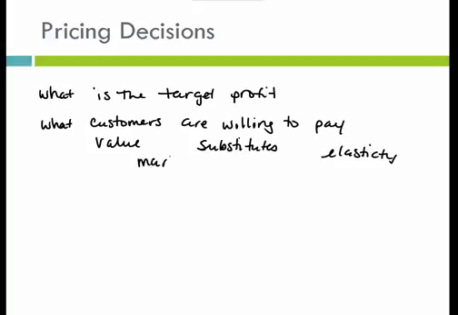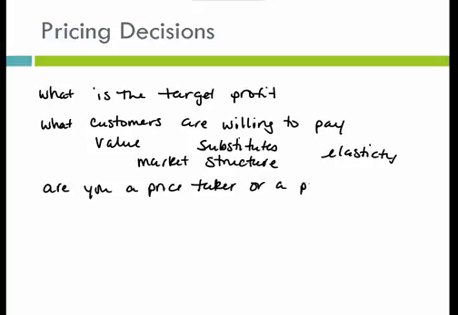The market structure that you work in. So if you're a monopoly, whether they're an oligopoly, or if there's a lot of competition. So all these things will factor into what customers are willing to pay. So it's not just what you want to make as a profit, it's what customers are willing to pay for your product based on the value they think they're getting. So this will tell us, are you a price taker or a price setter?